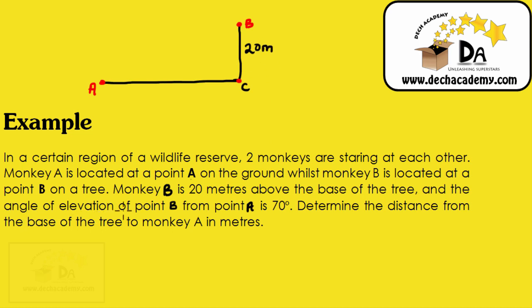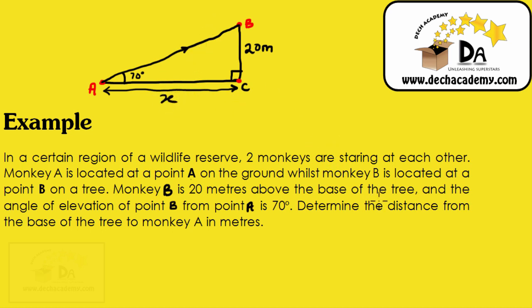And it says the angle of elevation of point B from point A. So we're looking from point A. So the angle of elevation of point B from point A is 70 degrees. So this angle here is 70 degrees. Then the question goes on to say, determine the distance from the base of the tree to monkey A. So we need to find this distance. I'm going to say let this distance AC be X. So we need to find X.